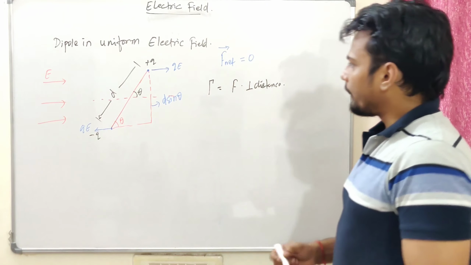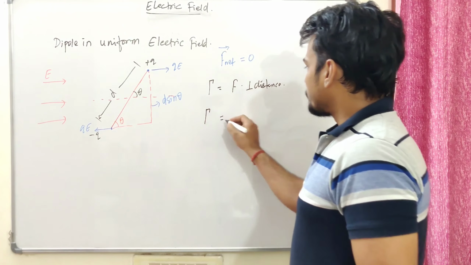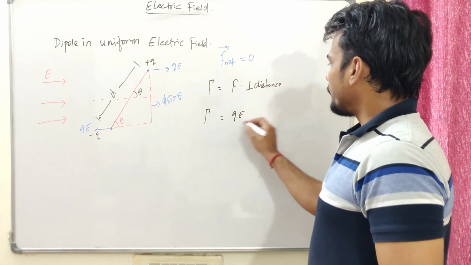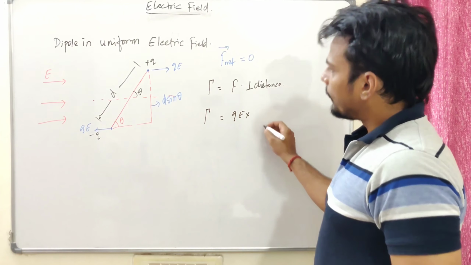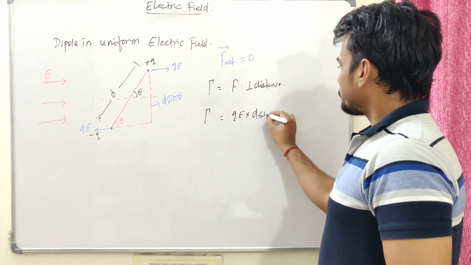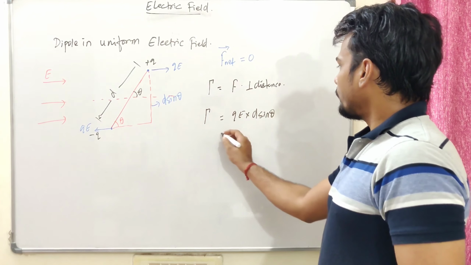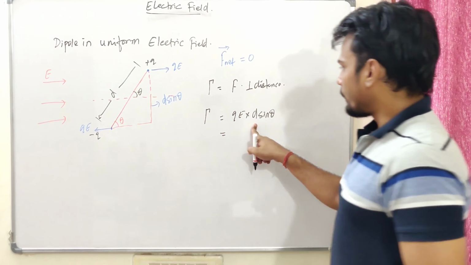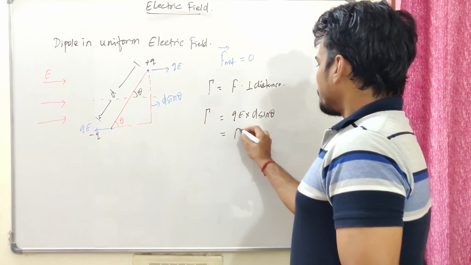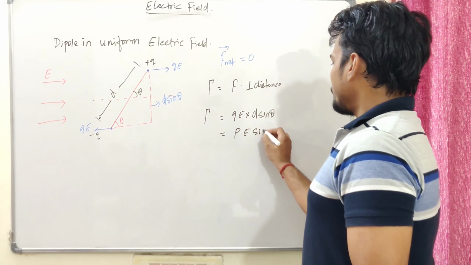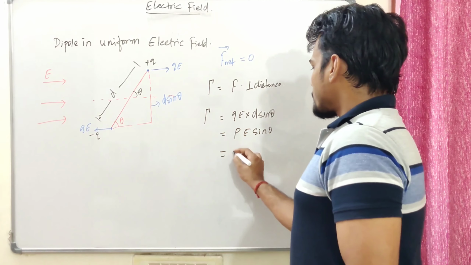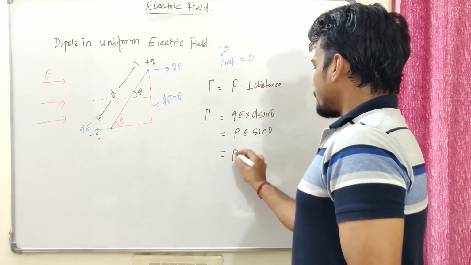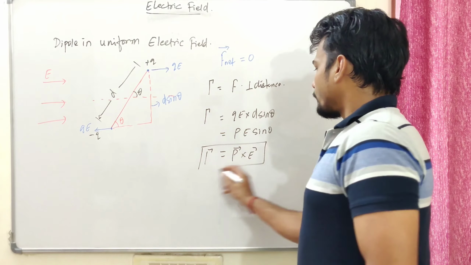Alright, then the torque would be easily calculated as T equals F, which is qE, times the perpendicular distance, which is d sine theta. Well, guys, q into d is the dipole moment, which is a vector quantity. So we have pE sine theta, and when we have sine theta, this is nothing but p cross E. So the torque is given as p cross E.